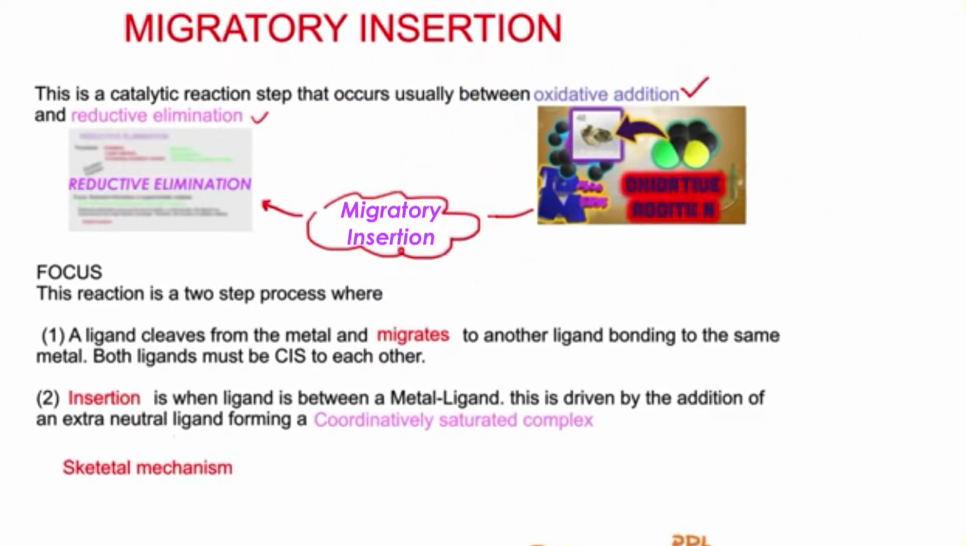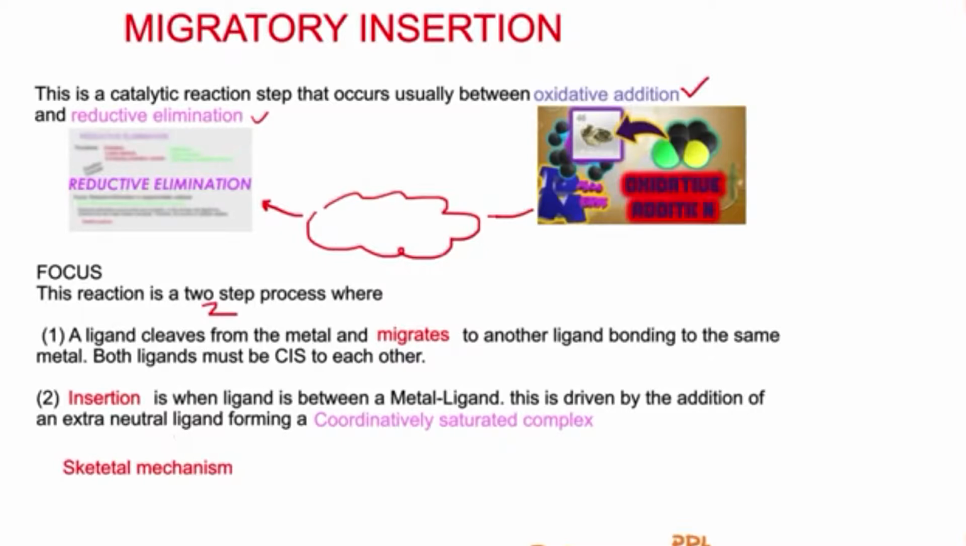mainly in organometallics, and this is crucial for building strong, rigid compounds and identifying specific compounds in various chemical reaction manufacturing industries. Now the focus of this particular reaction comes in two steps.